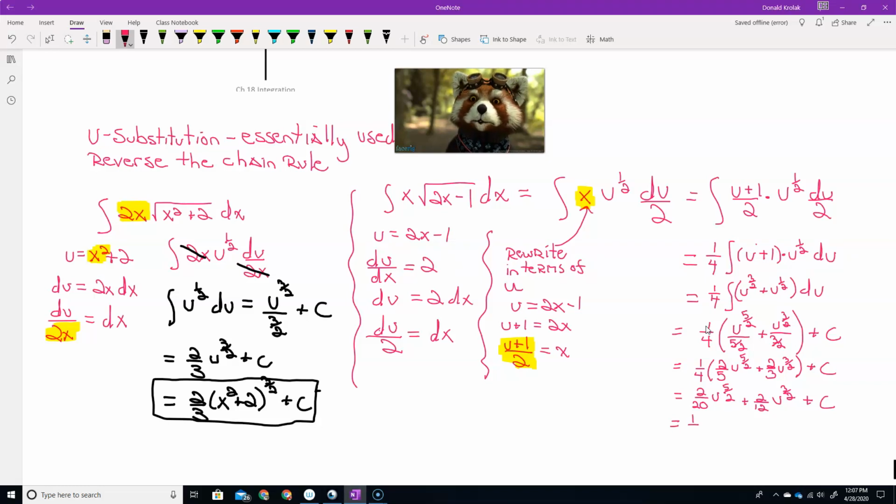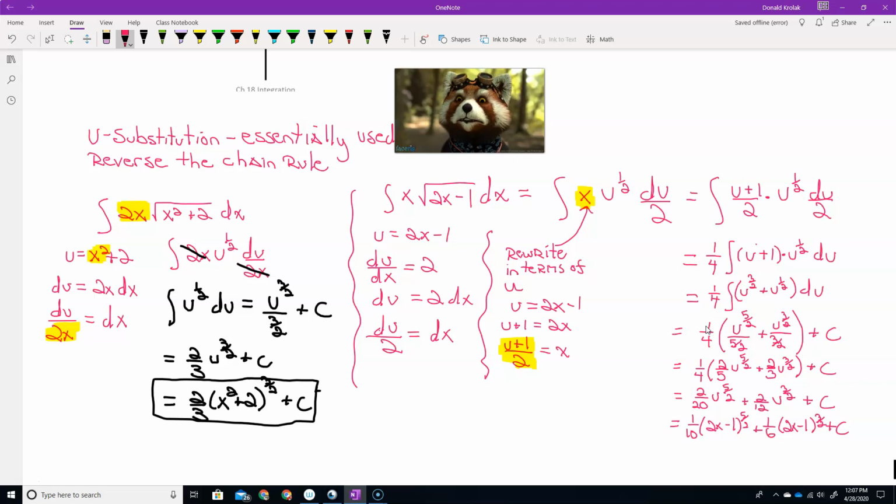So here I would have 1/10 times (2x minus 1) to the 5/2 plus 1/6 (2x minus 1) to the 3/2 plus c. And there's your integral. So it's a little bit more work, but you can still deal with it.